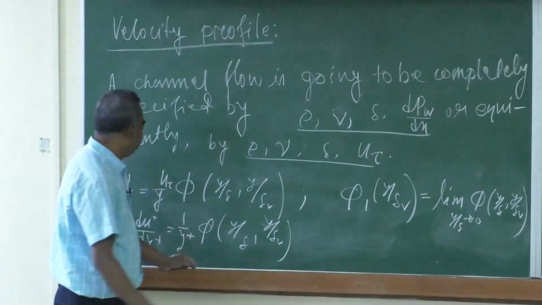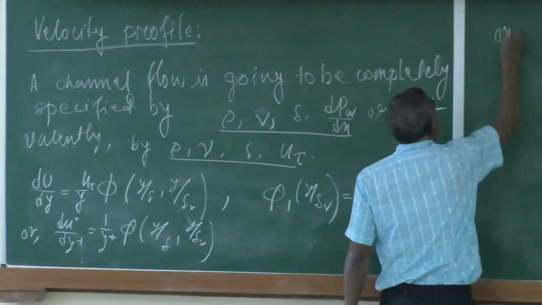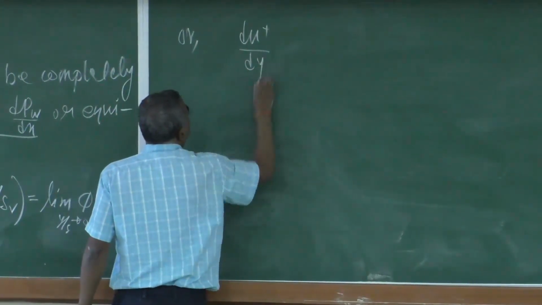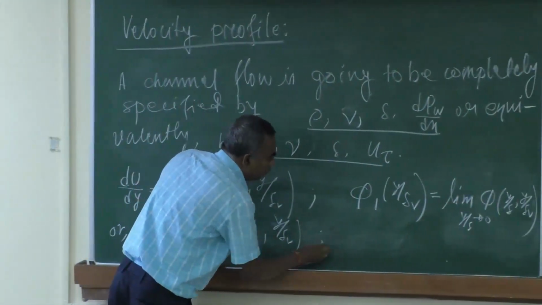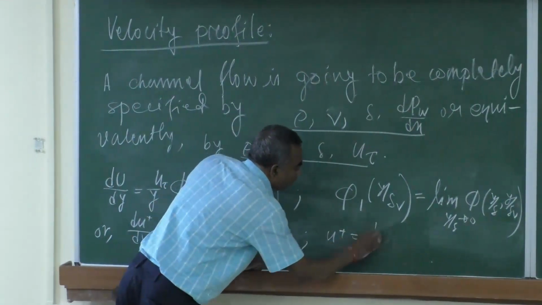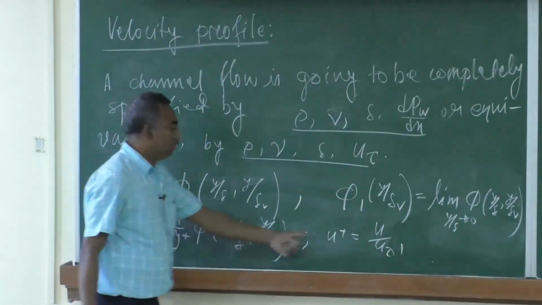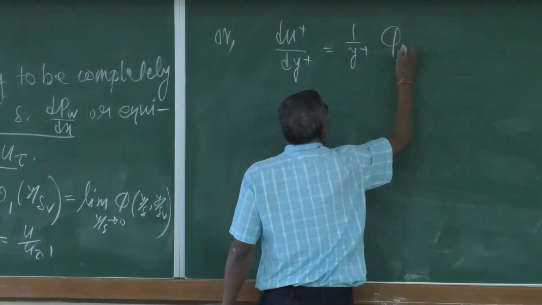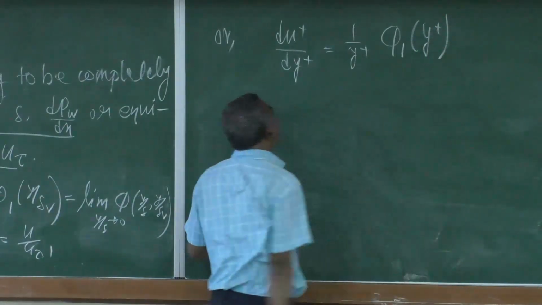From this we can write du plus dy plus. Sorry, one point I forgot to mention here, that u plus is nothing but u by u tau. That is what is known as u plus. So, this equals 1 by y plus phi 1 of y plus.